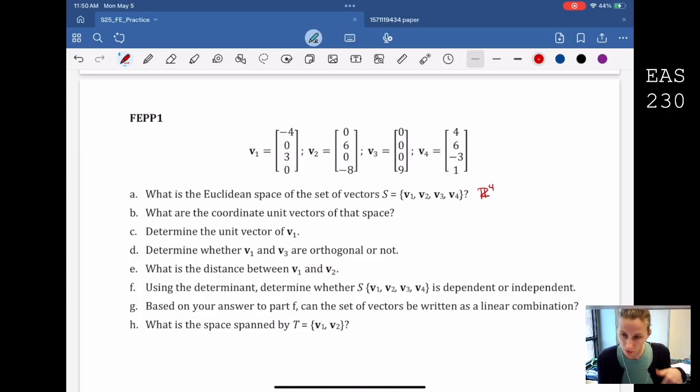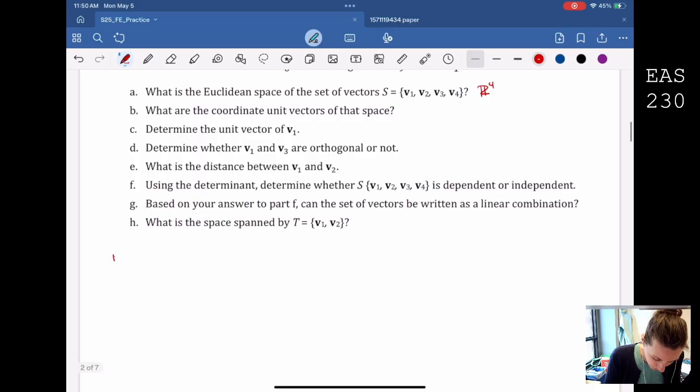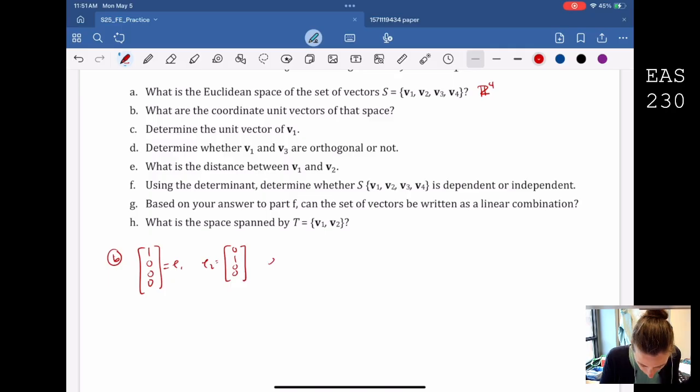What are the coordinate unit vectors of that space? So these are the vectors that define essentially the axes. So the y-axis and the x-axis, obviously in 4 dimensions. We can't really visualize it, but we can still write our coordinate vectors. So the first one has a 1 in the x and 0 everywhere else. So that's E1. E2 would be 0, 1, 0, 0, so it has a 1 in the y. E3 would be 0, 0, 1, 0, and then E4 is 0, 0, 0, 1. So these define our different axes in our 4 dimensions.